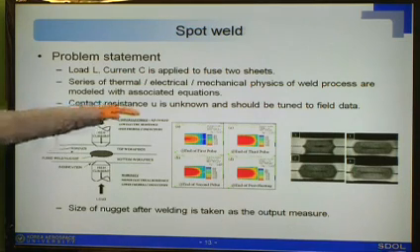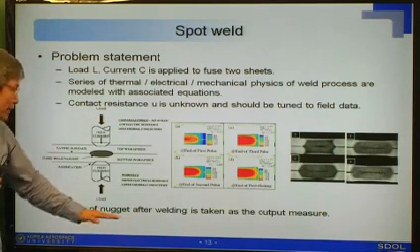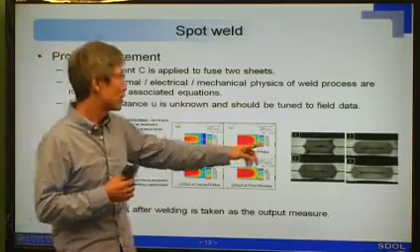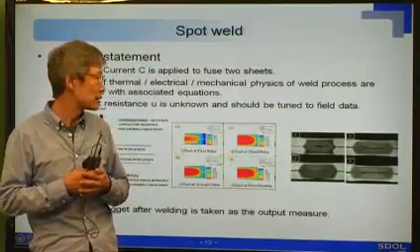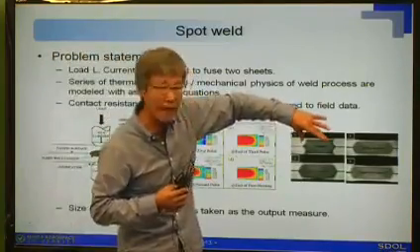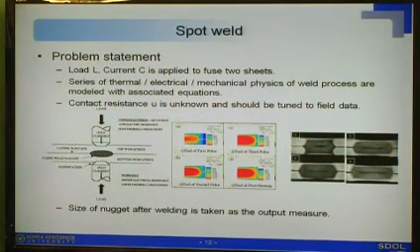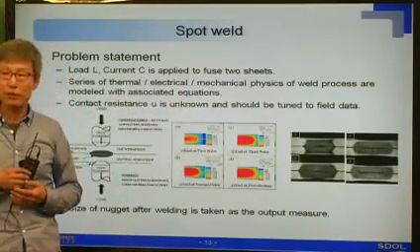In this case, the result we are interested in is the size of the nugget. They call this the nugget, the hardened part of the welding. And they measure this size. And this represents the strength of the welding, and is very important in automotive manufacturing, because there are many spot welding processes. This is a typical example of analysis results.